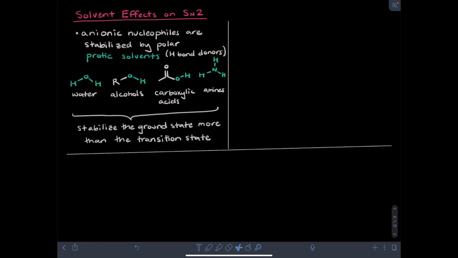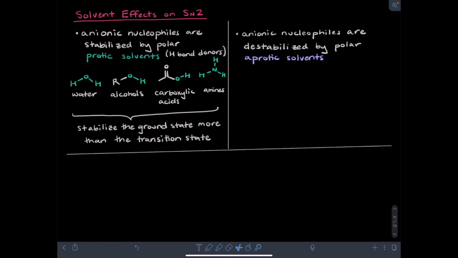These polar protic solvents will stabilize anionic molecules. And remember that the starting material is more anionic than the transition state. These solvents will selectively stabilize the anionic nucleophile starting material more than they will stabilize the transition state where you have just partial negative charge present.